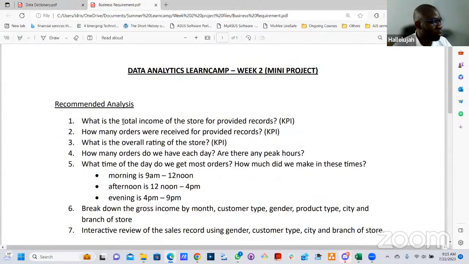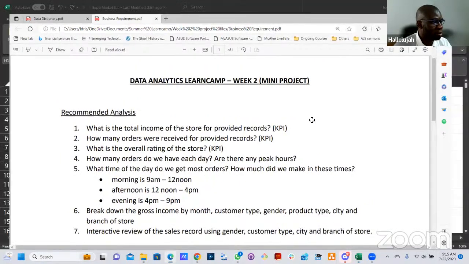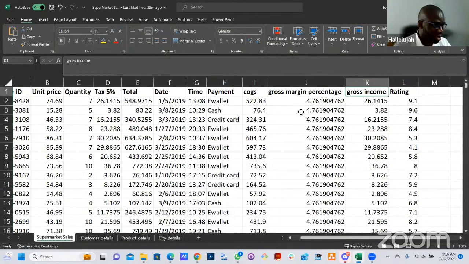So let's take a look. What is the total income? The total income now is, we are using this column. Do you understand now? I hope you understand.